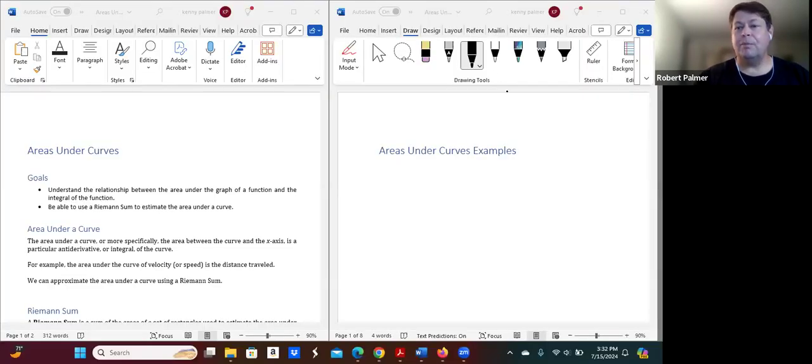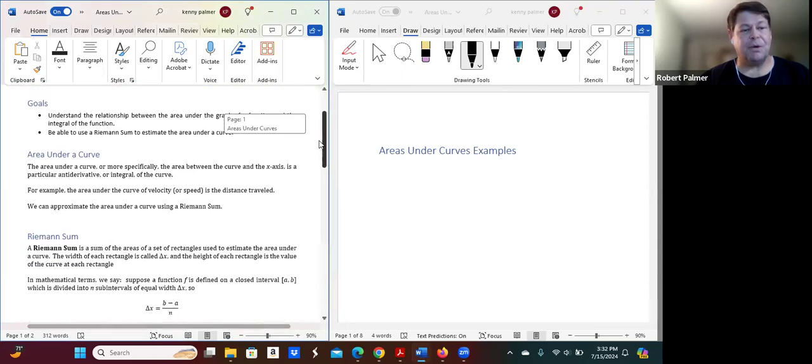Hello everyone, welcome back. So today we're learning about the areas under curves, what they mean and also how to find them. Our goals are to understand the relationship between the area under the curve of the graph of a function and the integral of a function, and also to be able to use what's called a Riemann sum to estimate this area under a curve.